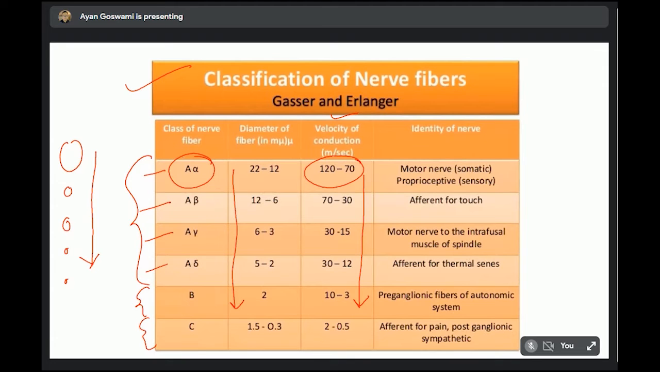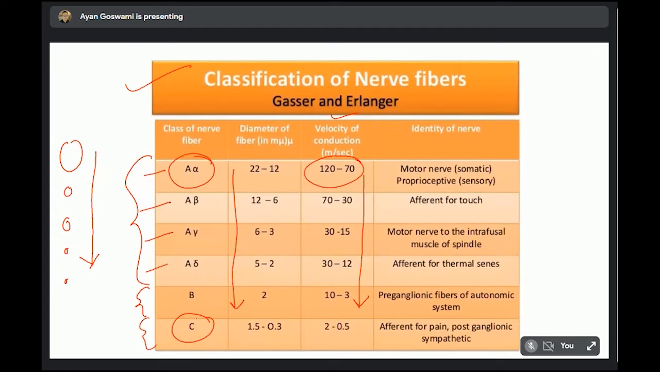Now, if someone asks you, name a nerve fiber which is unmyelinated. Answer is C. C fiber, the last one. So C is unmyelinated. A alpha has the highest degree of myelination. Then myelination gradually decreases from A alpha to A beta to A gamma. A delta also has the least myelination. B also has slight myelination, but C is unmyelinated or non-myelinated, right?